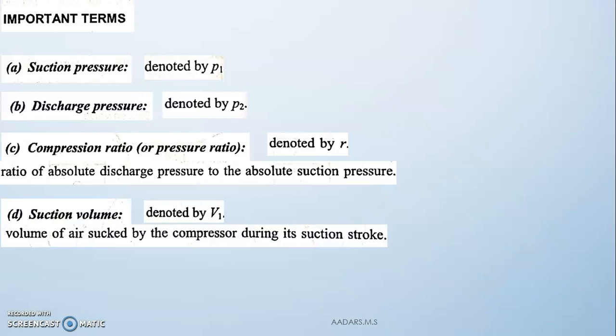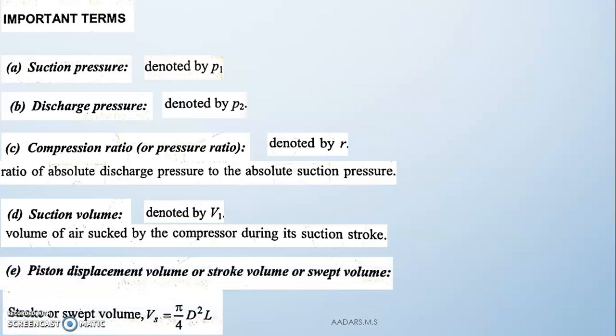The fourth one is the suction volume, V1. How much volume of air is sucked during the suction stroke is called the volume V1. And the fifth one is the displacement volume. How much the piston is moving while we are taking air during the suction stroke from top dead center to bottom dead center. It is given by the cross-section area of the cylinder into stroke length, which gives the swept volume or stroke volume of the cylinder.